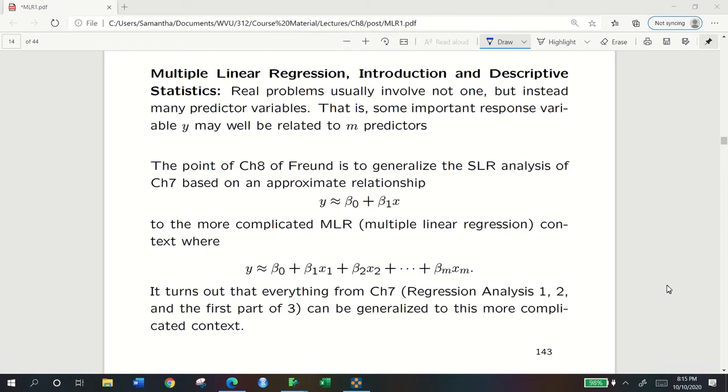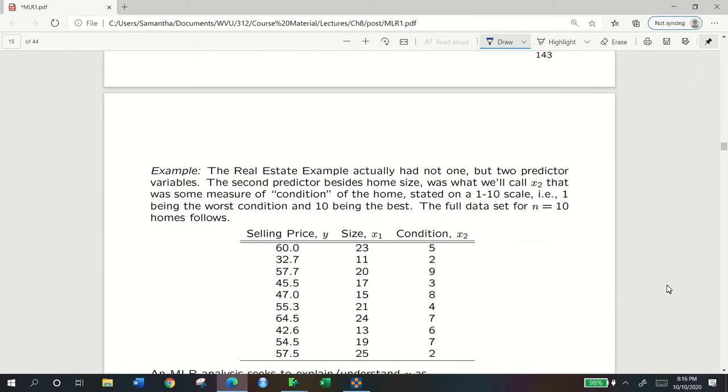So the point of chapter 8 in our textbook is to generalize our simple linear regression analysis of chapter 7, which we have based on an approximate relationship of y being about equal to beta naught plus beta 1 x, and generalize that to the more complicated multilinear regression context where y is going to be approximately equal to beta naught plus beta 1 x1 plus beta 2 x2 plus dot dot dot all the way to some beta m xm. And as it turns out, a lot of the things that we learned in chapter 7 for regression analysis can be generalized to the more complicated case.